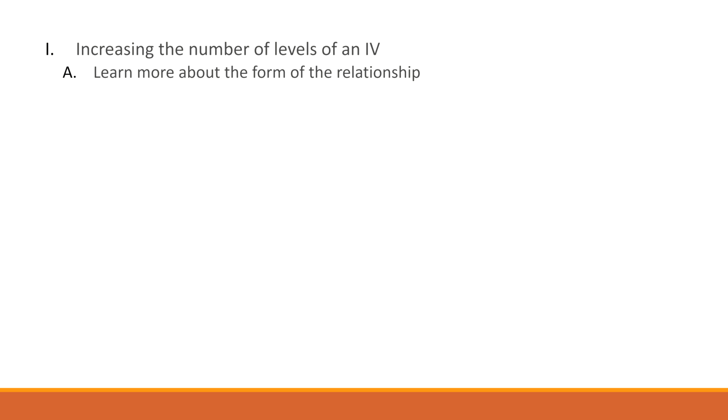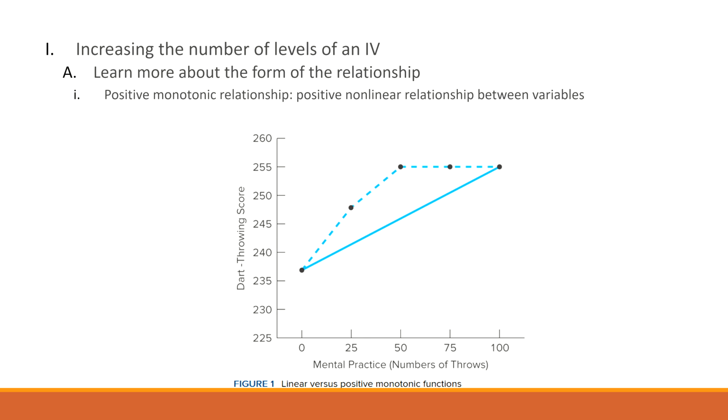This allows researchers to learn more about the form of the relationship, not just whether a relationship exists or not, but how the amount of something creates changes. One example of this is a positive monotonic relationship, which is a positive nonlinear relationship between variables.